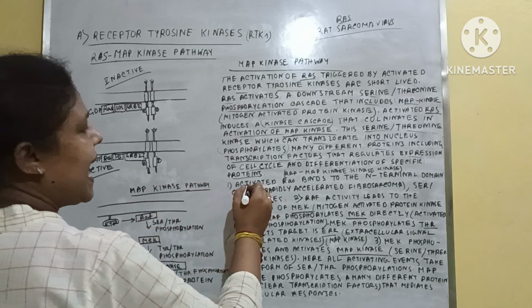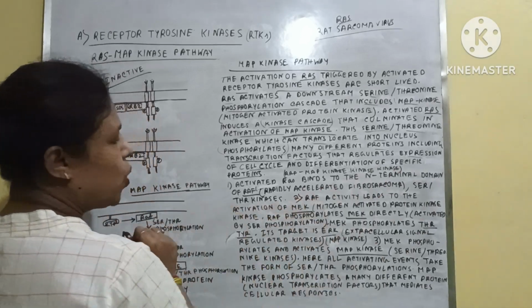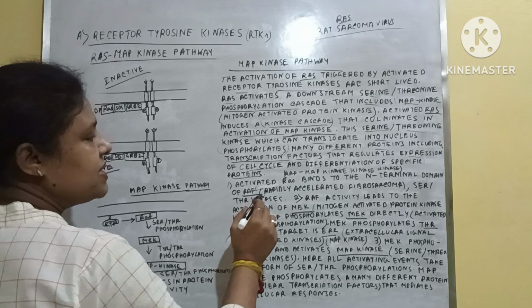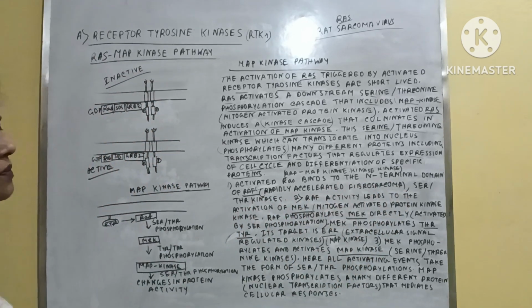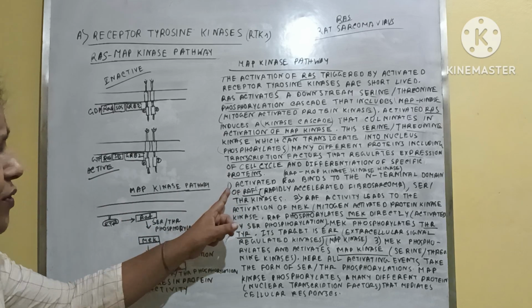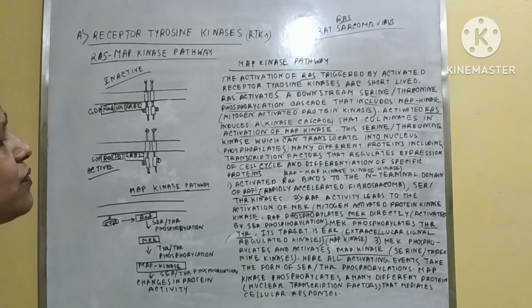In the first case, the activated RAS binds to the N-terminal domain of RAF. What is RAF? The full form of RAF is rapidly accelerated fibrosarcoma, a serine threonine kinase. Here, activated RAS first binds with the N-terminal domain of RAF, a serine threonine kinase. And what is the function of RAF?